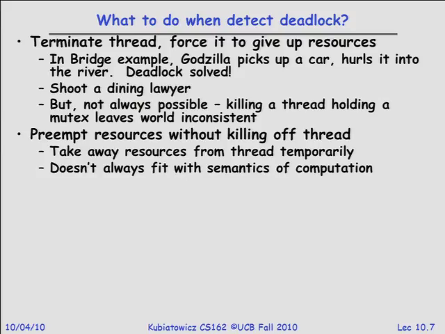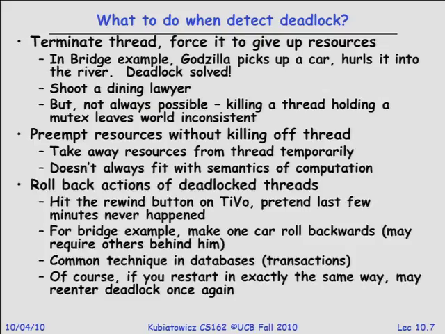Now, another thing you might be able to do if you're carefully designing your system, like a database for instance, is to roll back the action. So the thread's been doing a bunch of stuff, but you keep enough of a transaction state there that you can undo everything. So effectively, you pull the thread back to the point before it grabbed all the locks. And in that case, you can effectively preempt the thread and get out of the deadlock cycle.